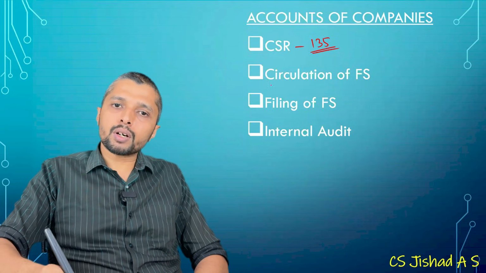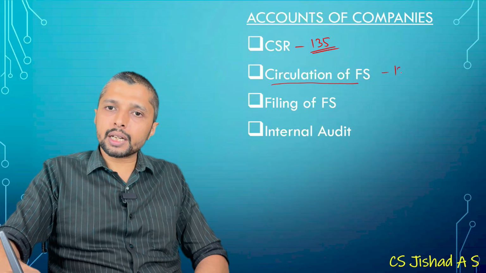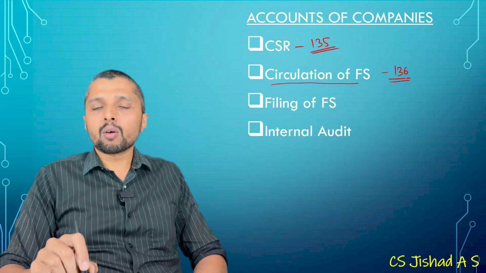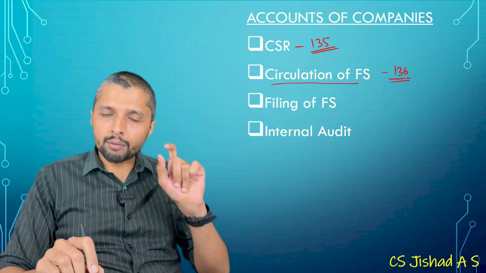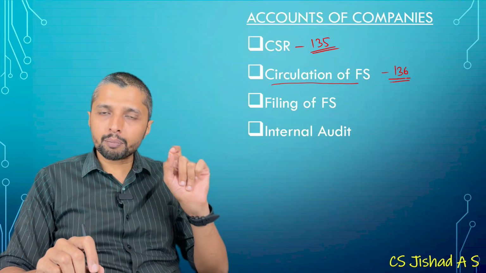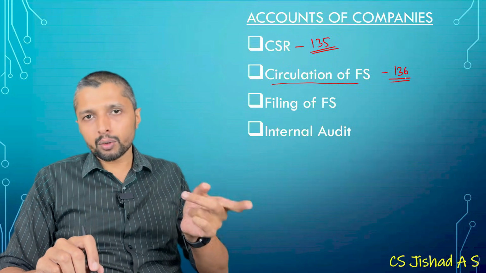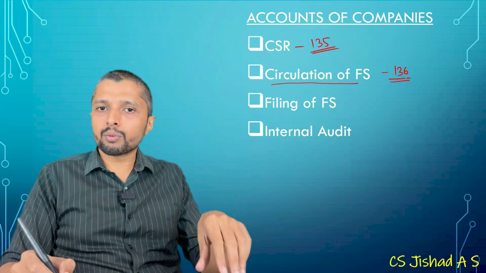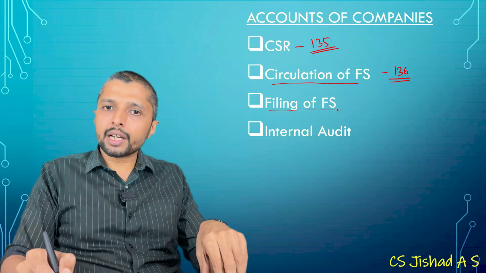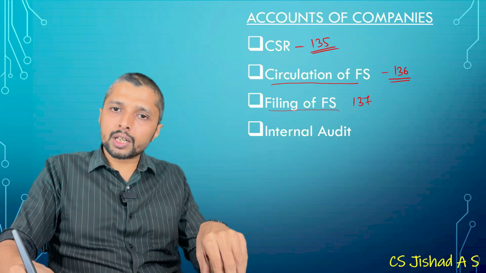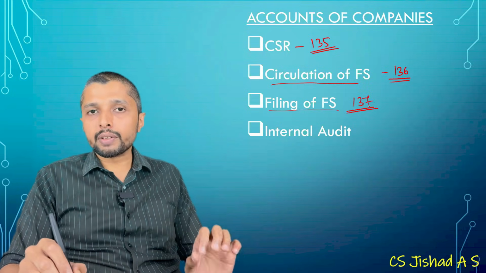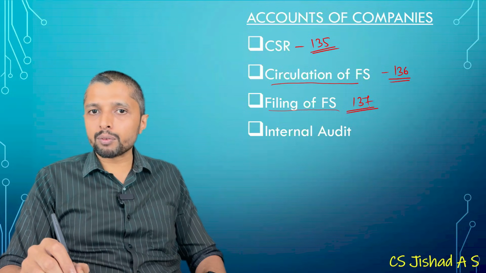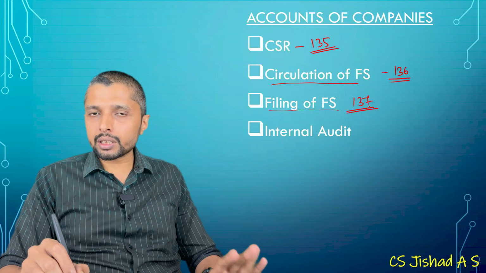Then circulation of financial statement, which is explained in 136. Normally, in a listed company, you will have to make it available for inspection for a period of 21 days before AGM. For other companies, you will have to send it to members 21 days before AGM. Then filing of financial statement, which is AOC 4, section 137. Within 30 days of AGM, you will have to file the financial statement with ROC.